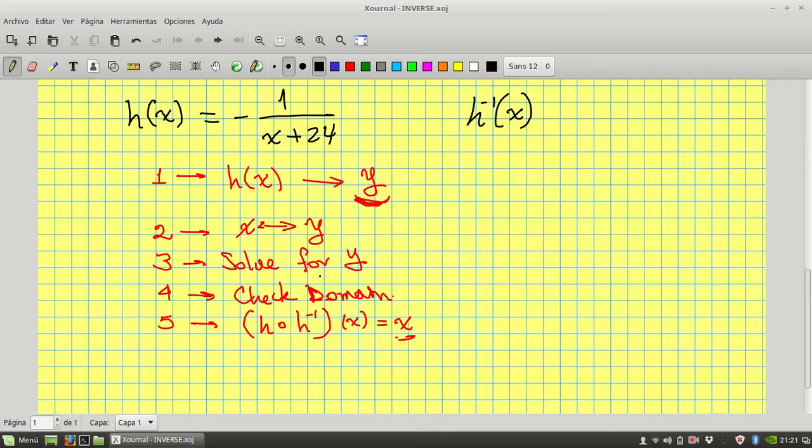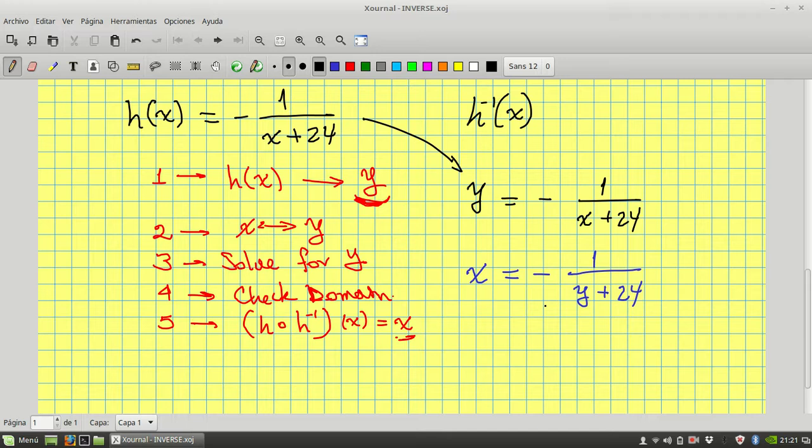Here we're going to do it quickly. So the inverse of h(x) first, so we're going to change the notation. y equals minus 1 over x plus 24. Second step, interchange. So let me use blue. So interchange means x equals minus 1 over y plus 24. Next step, solve for y.